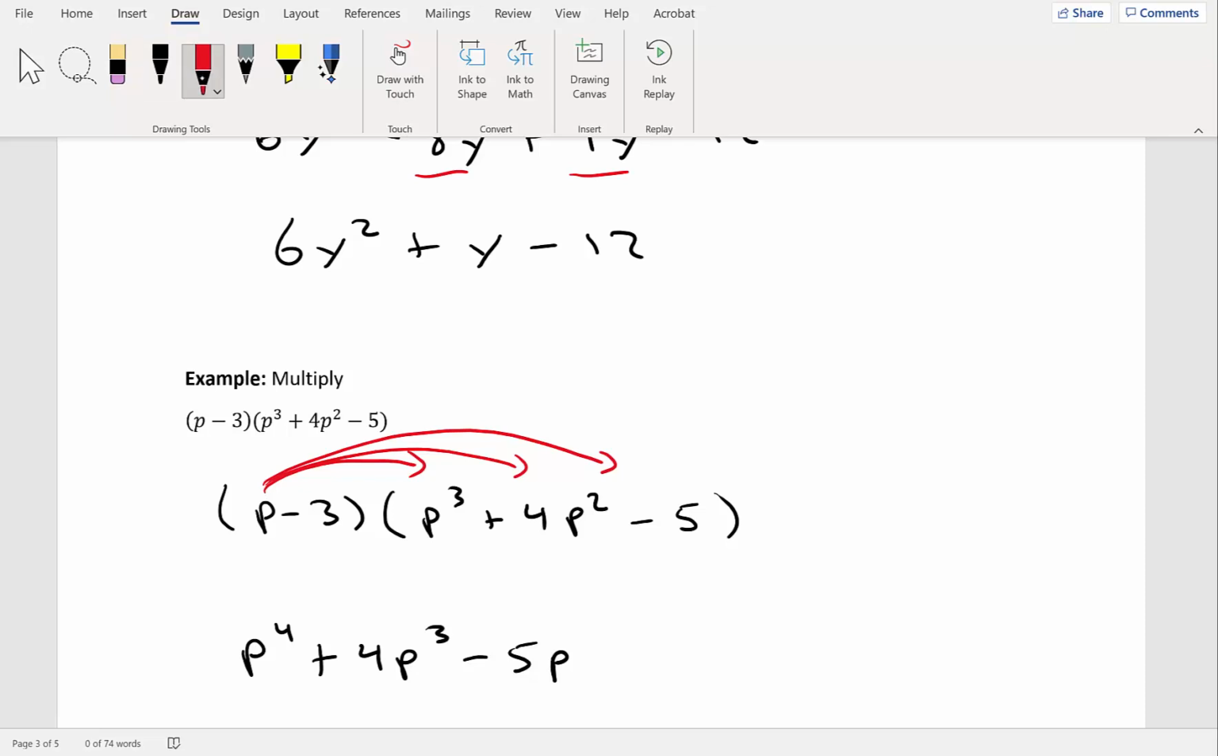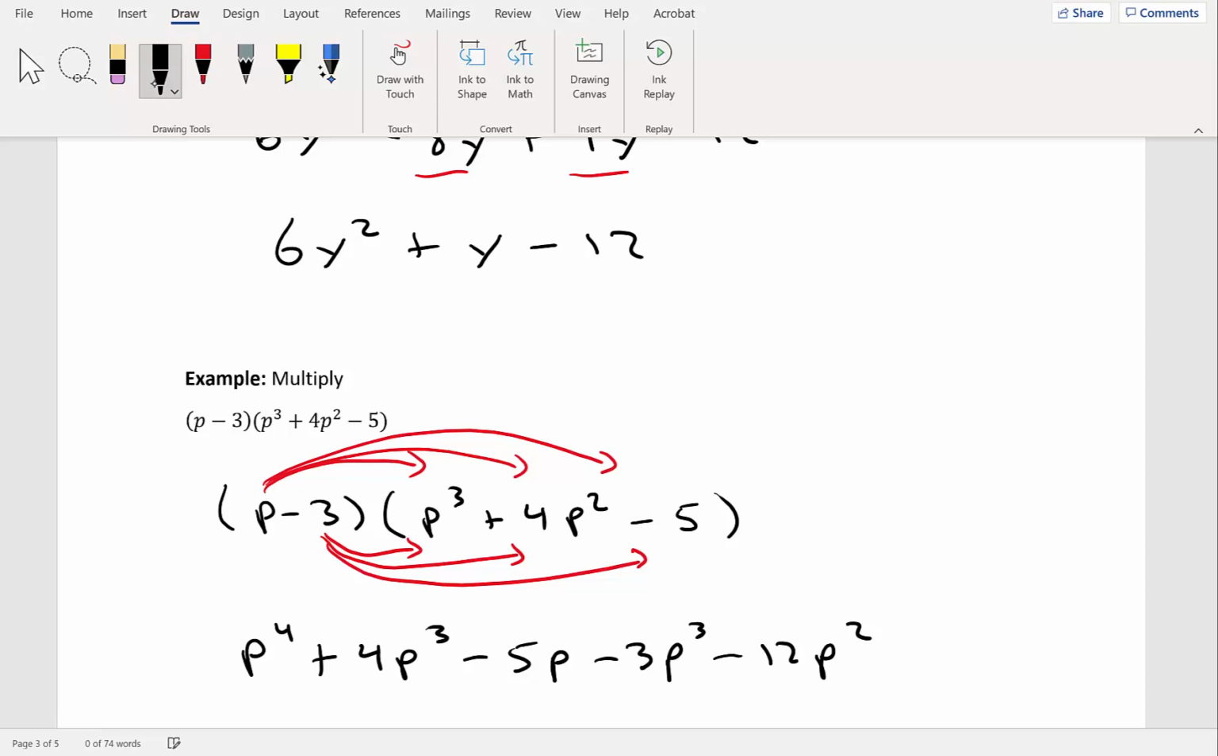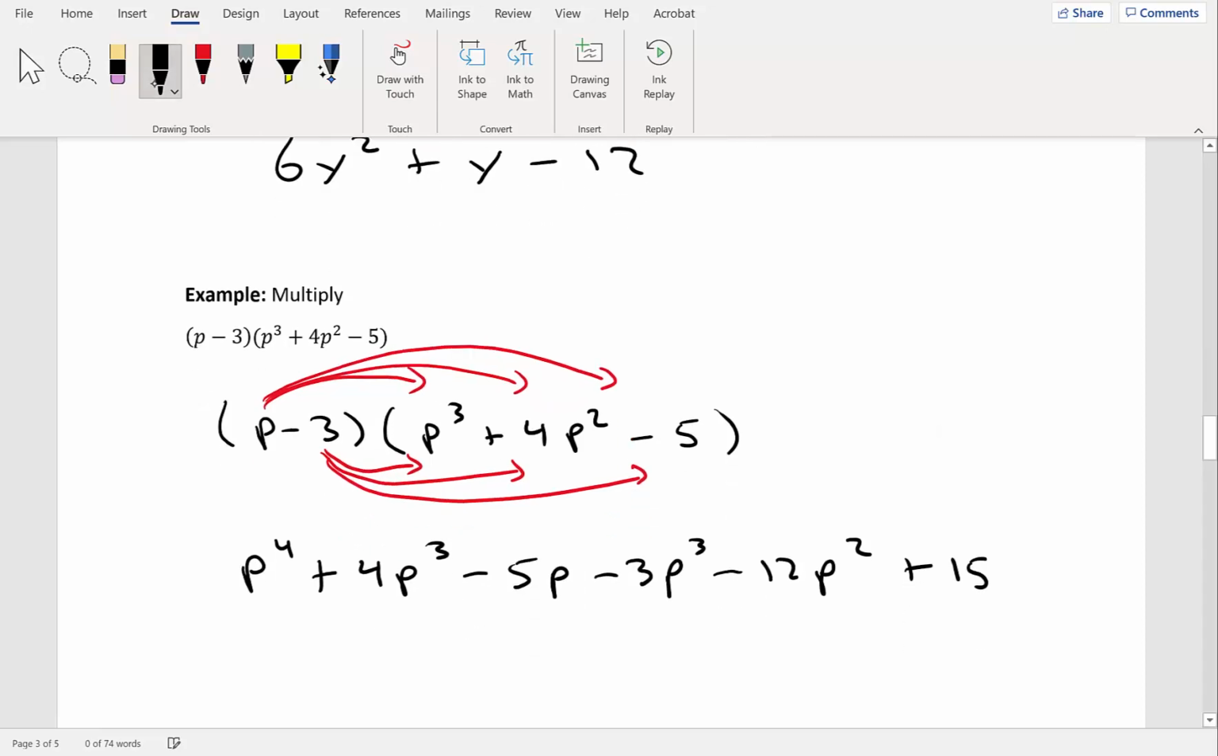Okay, so we're done distributing out that first term. Now take your second term and distribute it out to each one of these as well. Distribute out to all three of those terms again. Now negative 3 times p cubed, I get negative 3p cubed. Negative 3 times 4p squared, I get negative 12p squared. Negative 3 times negative 5, I get a positive 15. Now check to see if you have any like terms.